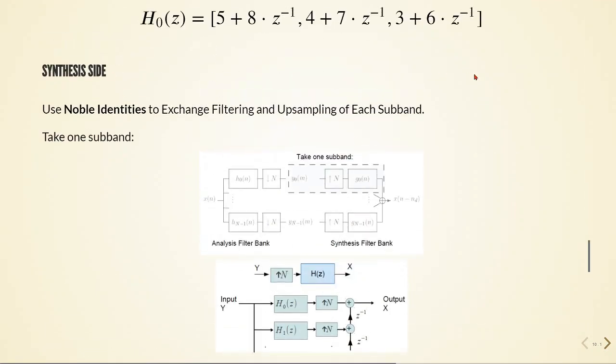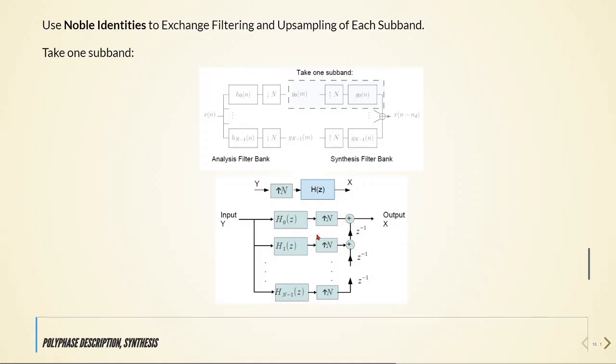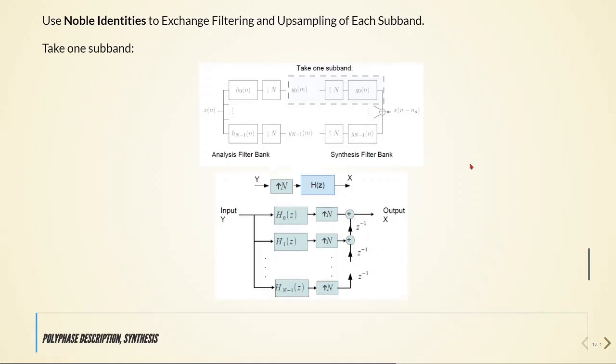On the synthesis side, there are also equivalent operations we can do, and we can use the noble identities again to exchange filtering and upsampling of each subband. So again, if we take one subband and we have upsampling and filtering, we can use the noble identities and have filtering and then upsampling. And we see here this parallel with the z to the power of minus 1 elements.